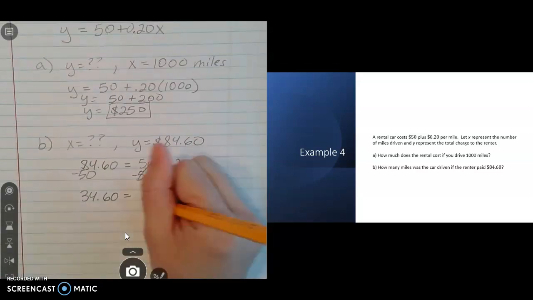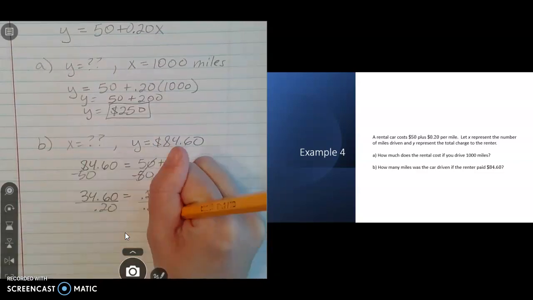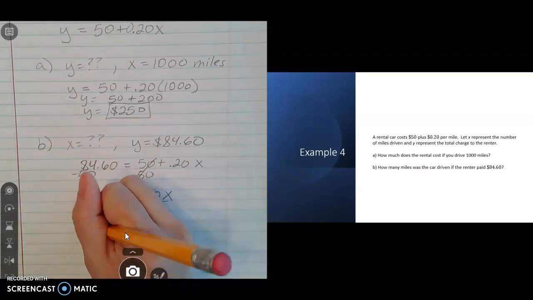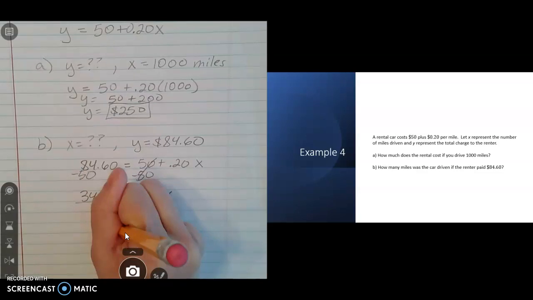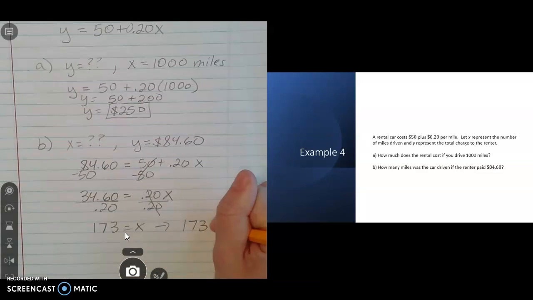And then the last thing to do to solve for X would just be to divide by that 20 cents, that 0.20 on both sides. And if you do 34.60 divided by 0.2, you'll get 173 equals X, so that means that they drove 173 miles.